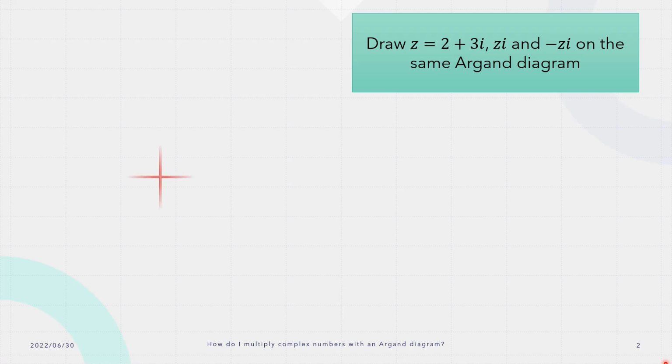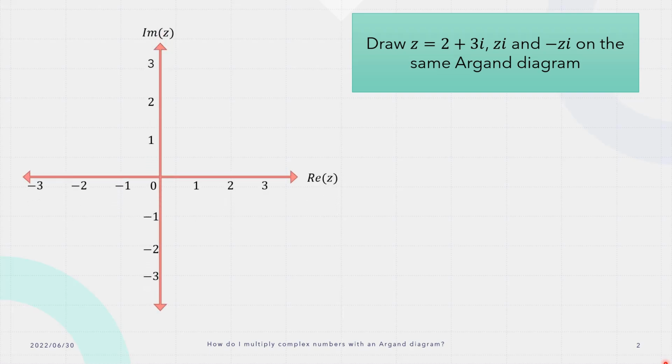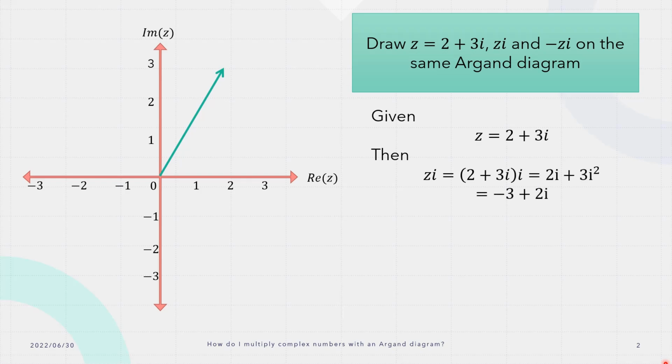First, we draw our axes. Then we plot the complex number z on the Argand diagram. Then multiply the number by i to get negative 3 plus 2i and draw it on the Argand diagram. Notice that the complex number z rotates 90 degrees counterclockwise.